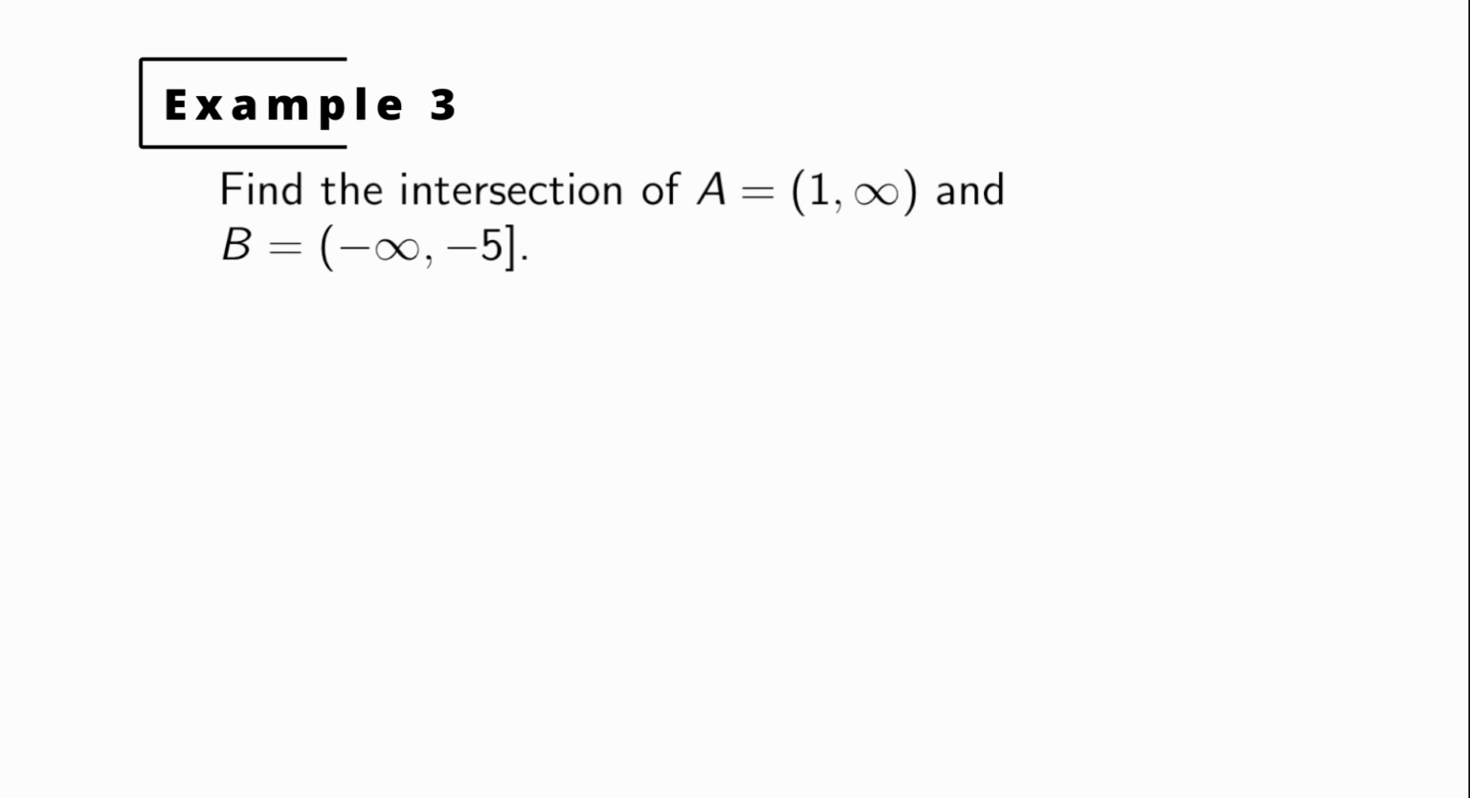In this example, we're again asked to find the intersection of two sets written in interval notation. So again, we will just graph them to see what's going on. For the first one, we have A is from 1 to infinity.